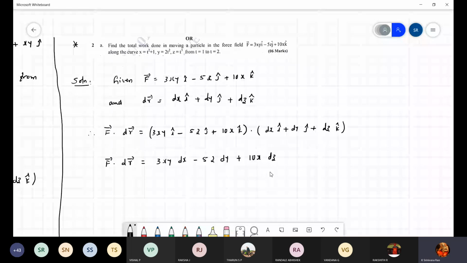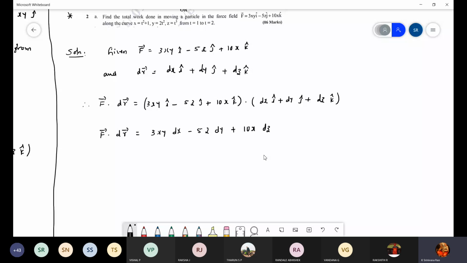Now what is given? It is a substitution for x, y, z. Write down what is given: x equals t squared plus 1, y equals 2t squared, and z equals t cubed. So you can substitute here wherever x, y, z is there.